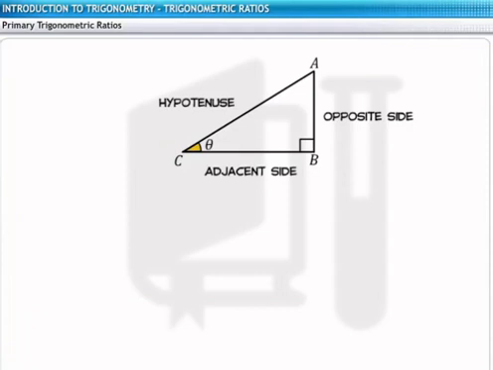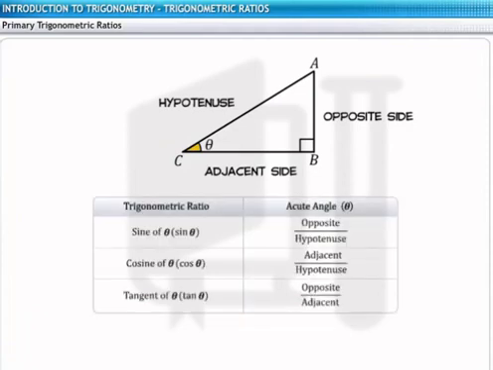Let's recap the three trigonometric ratios that we just discussed. The table shows the trigonometric ratios for an acute angle of a right triangle. The measure of the acute angle is taken as theta. Now, here's an easy way to remember these trigonometric ratios.